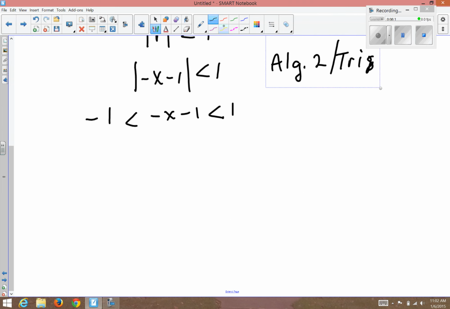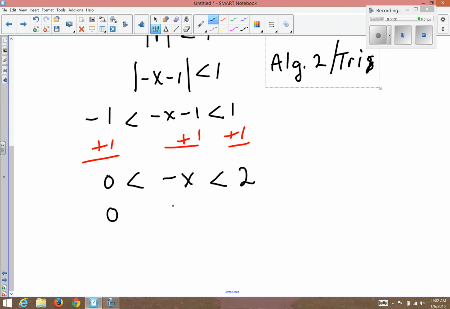Let's add 1, which means we'd have to add 1 over here and also over here. Negative 1 plus 1 is 0. Copy. Negative x minus 1 plus 1 is negative x. Copy. 1 plus 1 is 2. And now we're going to divide each term by negative 1. 0 divided by negative 1 is 0. Negative x divided by negative 1 is x. 2 divided by negative 1 is negative 2. When we divide by negative, the inequality reverses.